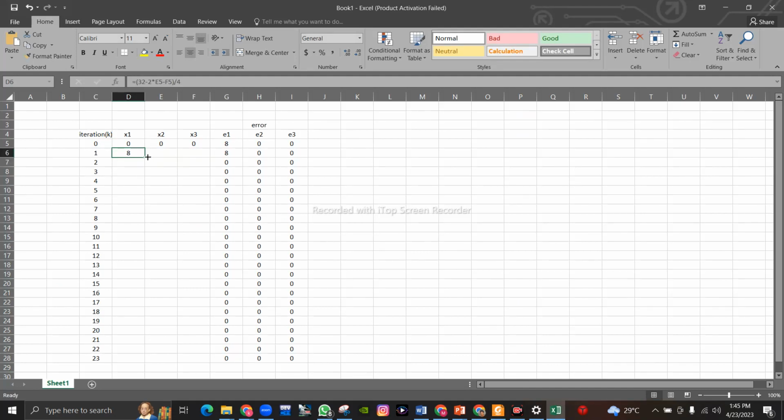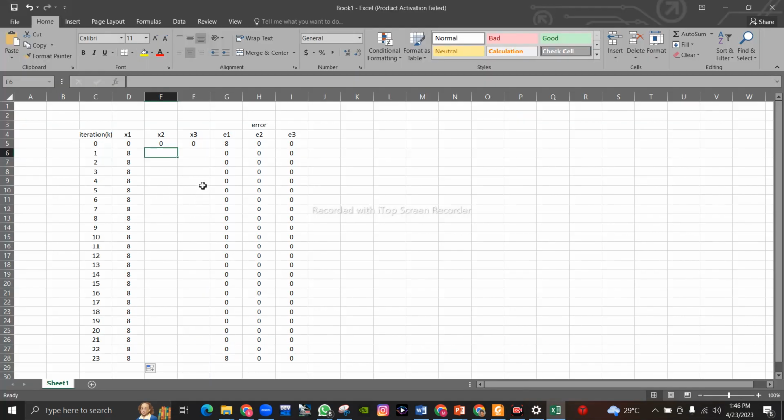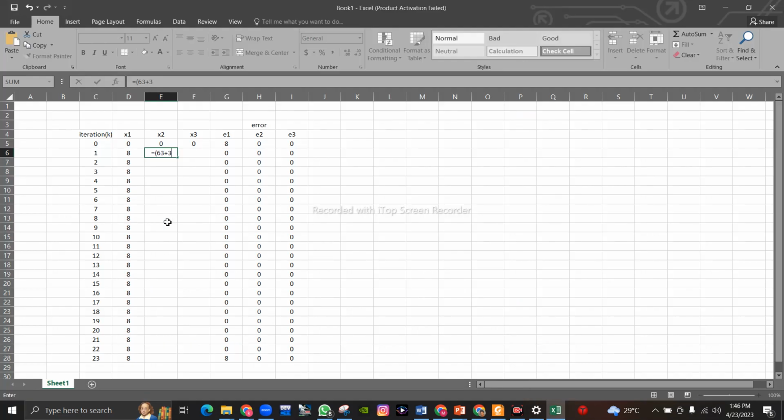So I can also swipe down to 23, and it will make the formula like that for everything. You can see the formula is changing. So let's look at our S2. What's happening in our S2? Our S2 is 63 plus 3x1 minus 2x3. That will be equal to bracket 63 plus 3 times x1, this previous x1.